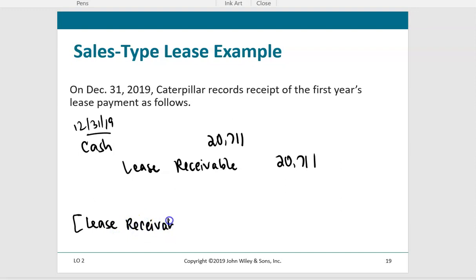Remember, the lessee was recording, the lease liability was driving interest expense. The lease receivable for the lessor is going to drive interest revenue. So the lease receivable, first we booked it as 100,000, and then with the cash payment, we reduced it by 20,711. So the lease receivable now has a balance of 79,289.